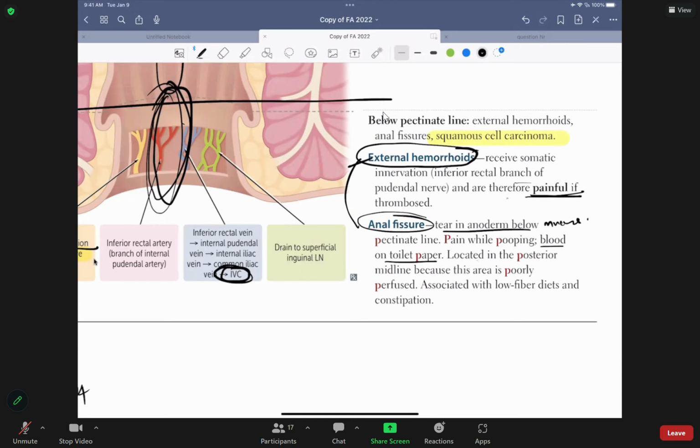It's a mucosal problem, but most commonly the location is the posterior midline. That's where the tear occurs because it's a poorly supplied area. The blood vessels are fewer there, so it's a poorly oxygenated area, which means it's predisposed to tear. Is that clear, folks?